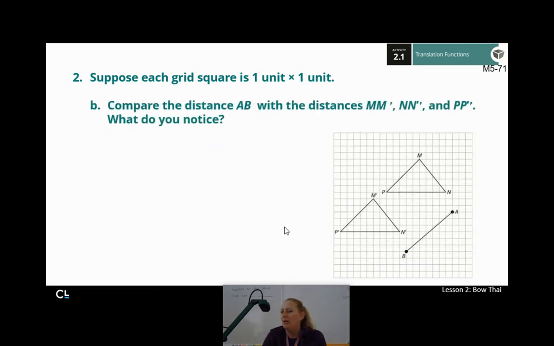Can you now, using that same technique, find the distance from M to M prime, the distance from N to N prime, and the distance from P to P prime, and tell me what you notice? Hit pause, show me a little bit of work, play with this, and then hit play when you're ready to check your work.